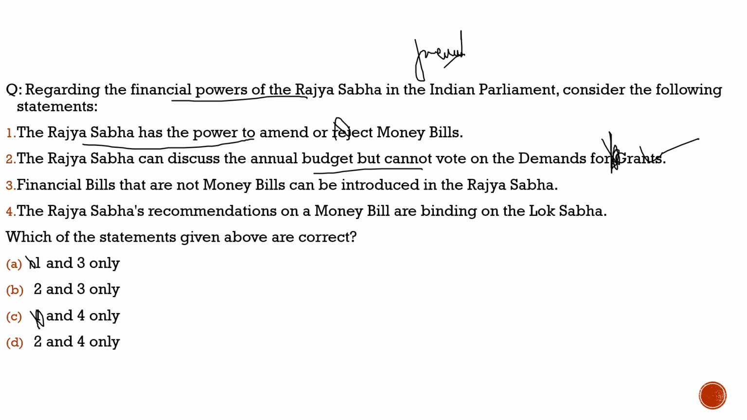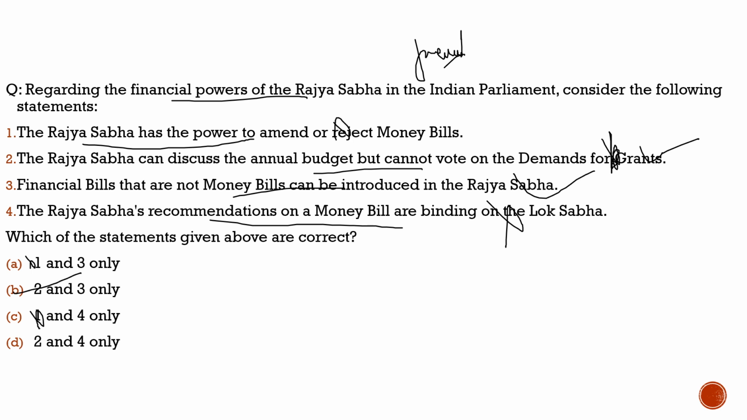Third statement, financial bills that are not money bills can be introduced in the Rajya Sabha. 100% correct. Third statement is true. Fourth statement, the Rajya Sabha's recommendations on a money bill are binding on the Lok Sabha. Totally incorrect. So with respect to this question, the correct statements would be statement 2 and statement 3. And from the given options below, the correct option would be option B.